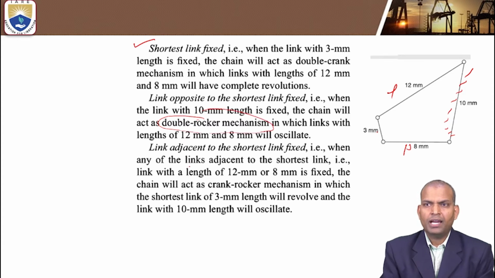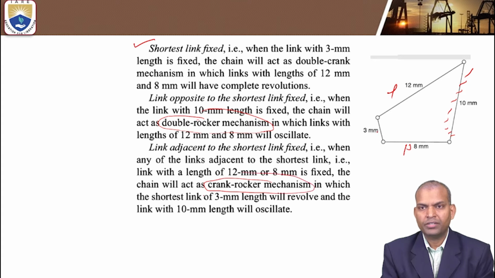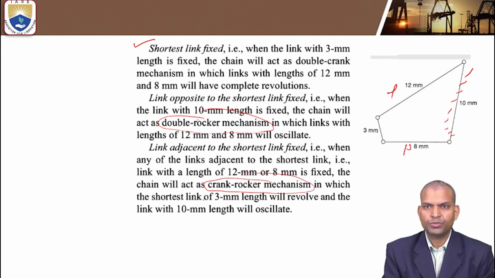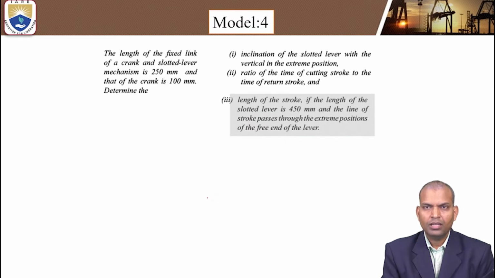And the link adjacent to the shortest link is fixed, any one. Then what will happen? Crank rocker mechanism. I have already mentioned and solved this problem in the previous lecture, in the lecture on double crank linkage. Now, that is 3 models covered.